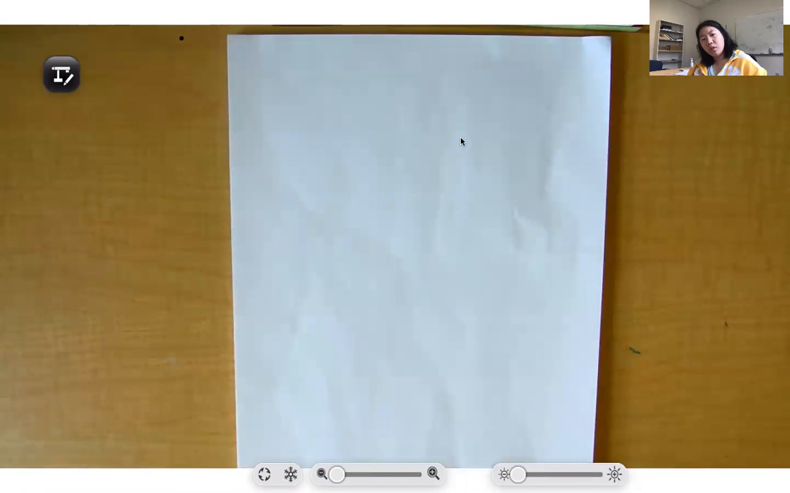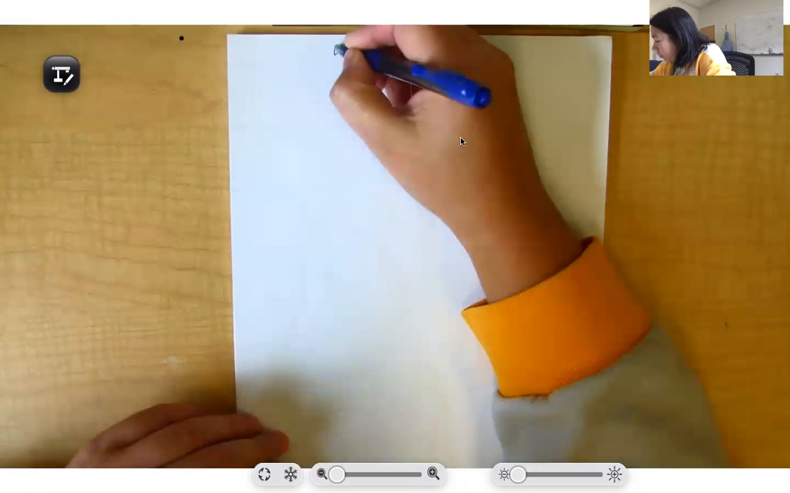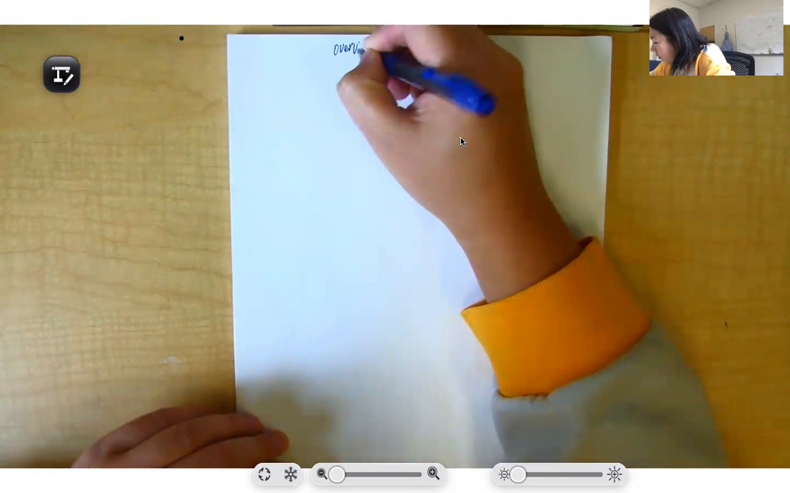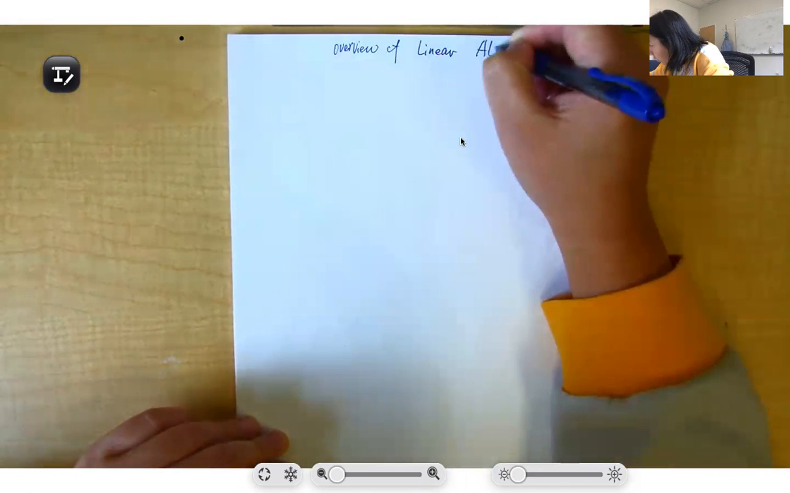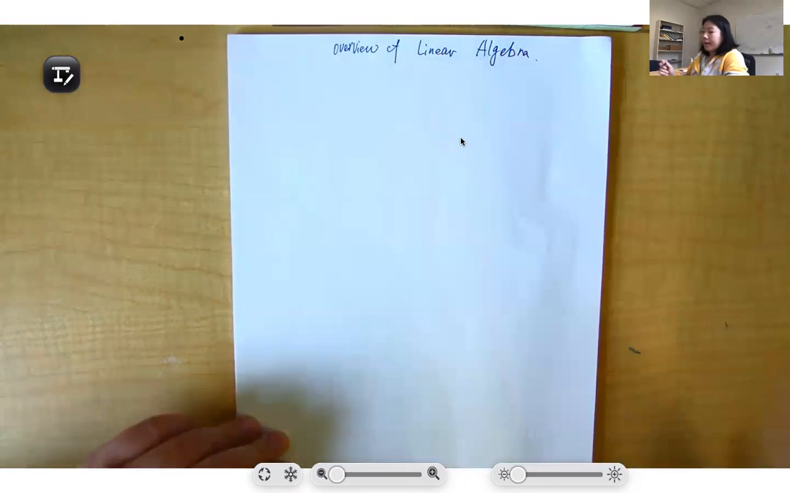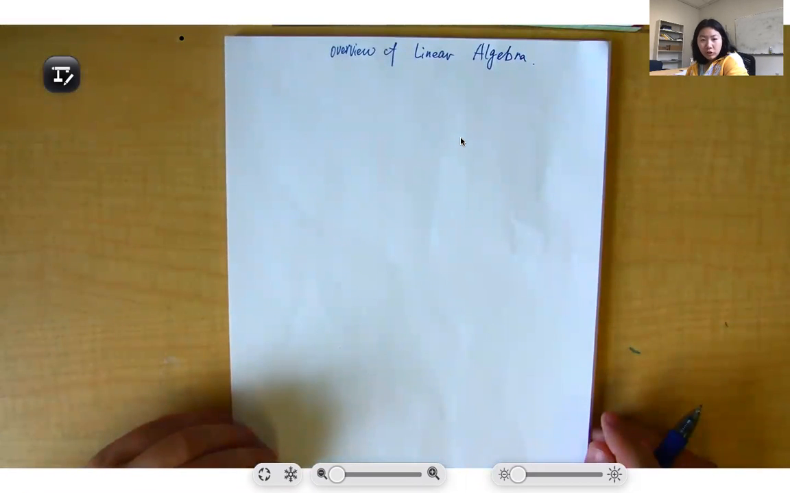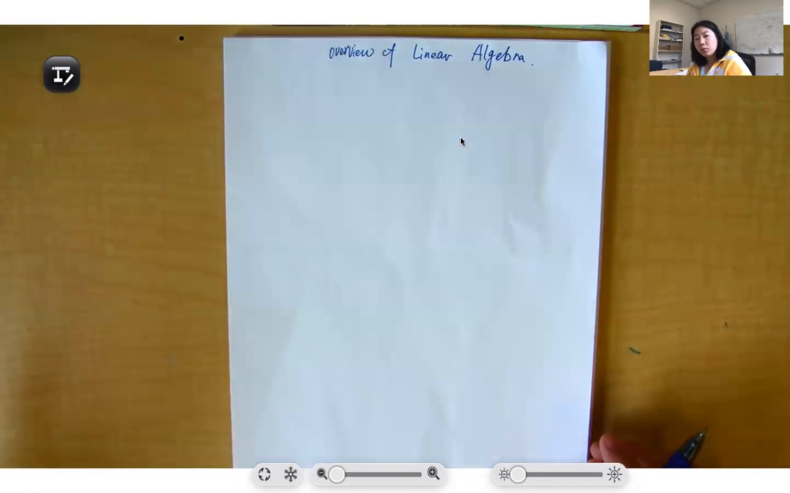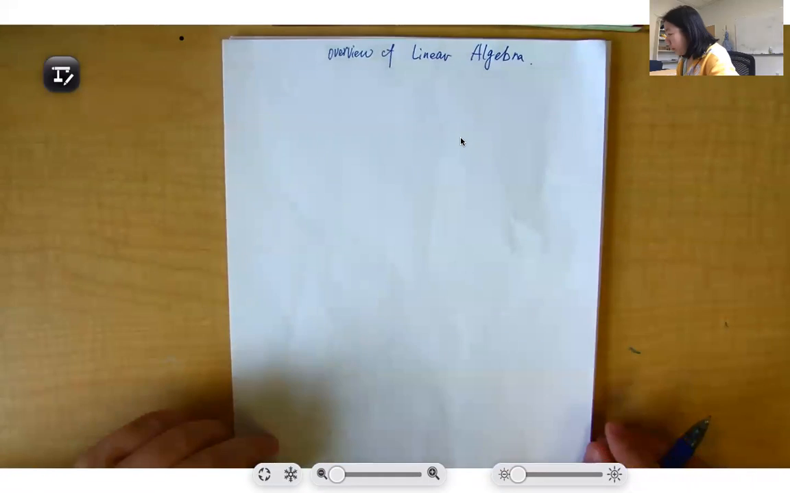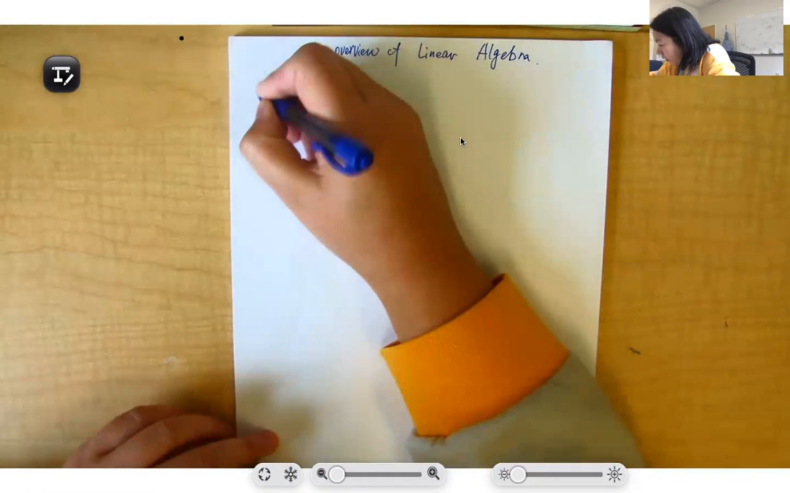Okay, we will start the lecture of linear algebra. The overview of linear algebra. We will start with some basic notations and operations of linear algebra. This should already have been done in your undergrad linear algebra class, but just to refresh your knowledge here. Okay, so basic notation and the operations.